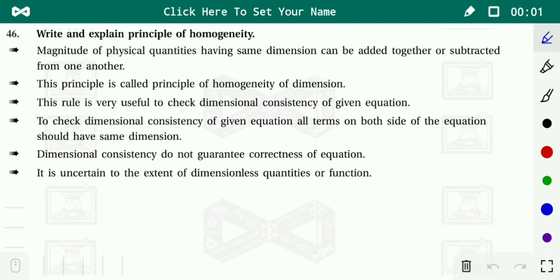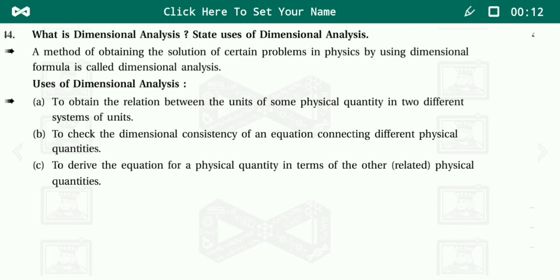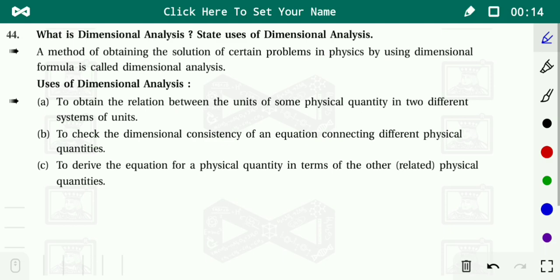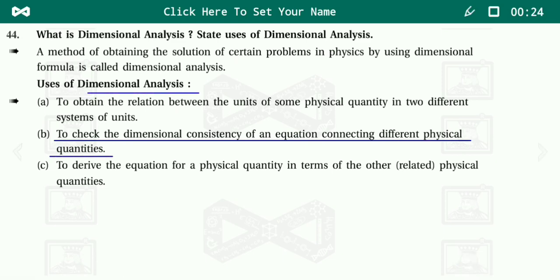Okay students, the next question is: write and explain the principle of homogeneity. Students, this question is related to your second application, that is, to check the dimensional consistency of an equation connecting different physical quantities, the second use of dimensional analysis. So concentrate.